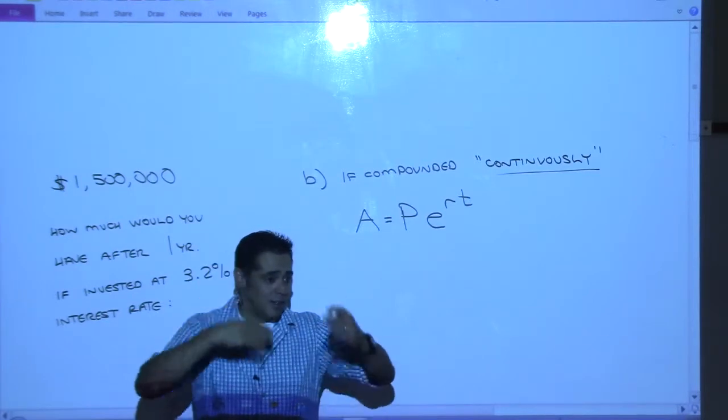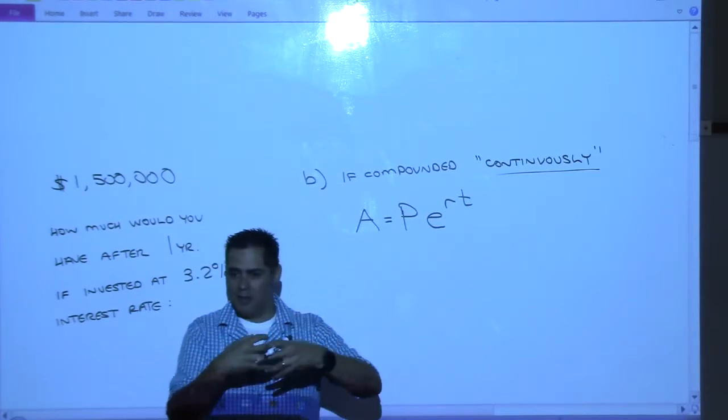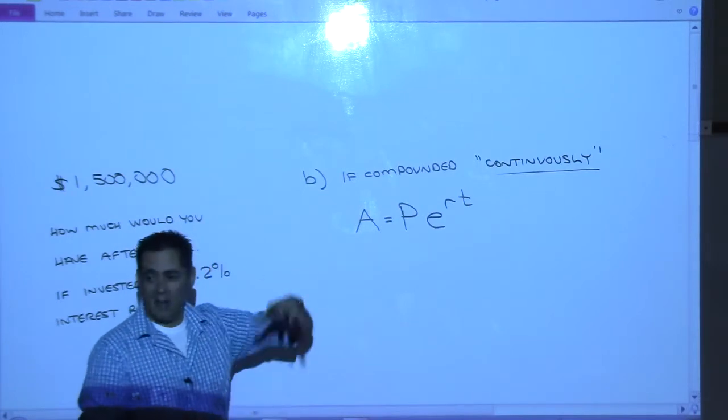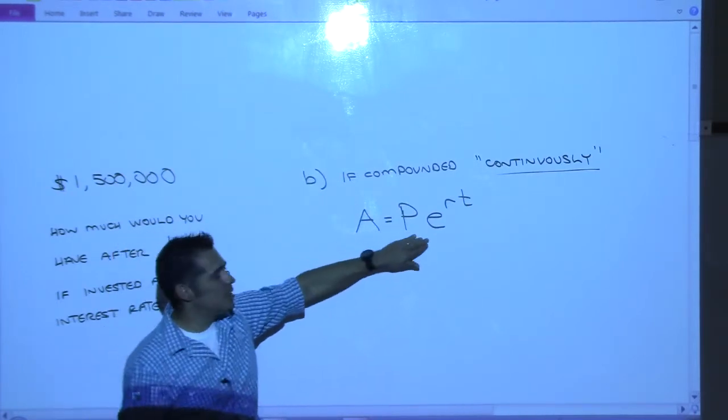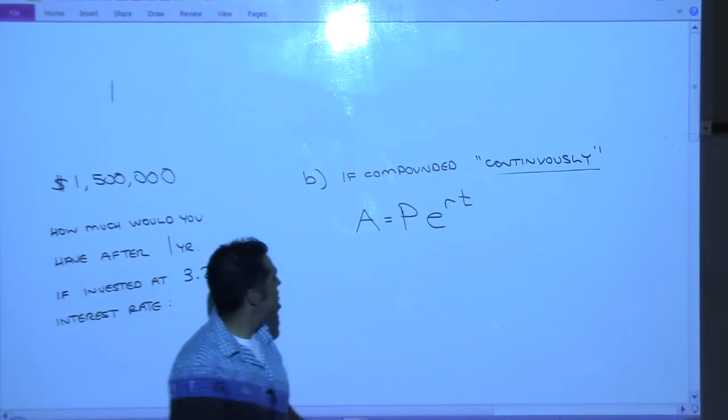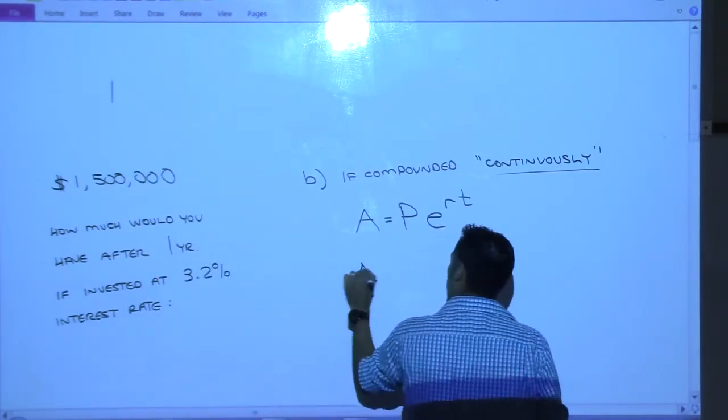And this is where the calculus gets involved. You have these ideas of infinity, and all we need to know is that when you do that, that ugly formula that we just used becomes this formula. And this formula is much easier to work with. So let's see how this would work out.